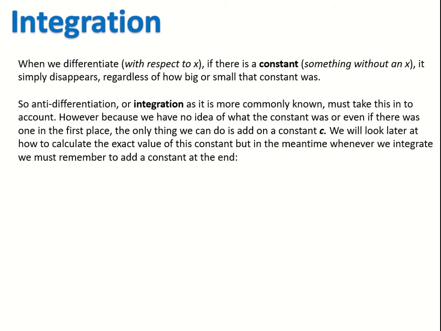So anti-differentiation, as it's sometimes known, but more commonly integration, we must take this into account, however, because we have no idea what the constant was, or even if there was one in the first place. The only thing we can do is add on a constant c. We'll look at this further in terms of calculating exactly. We need to know more information to be able to calculate exactly.